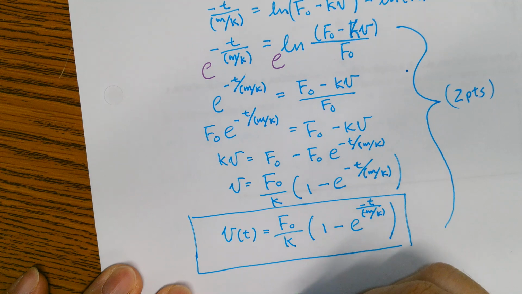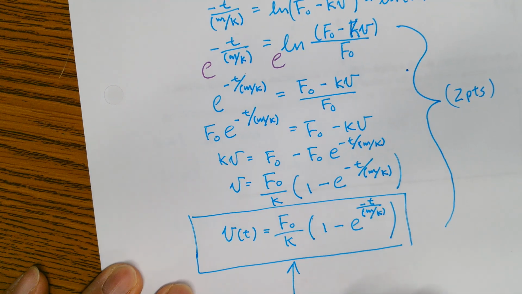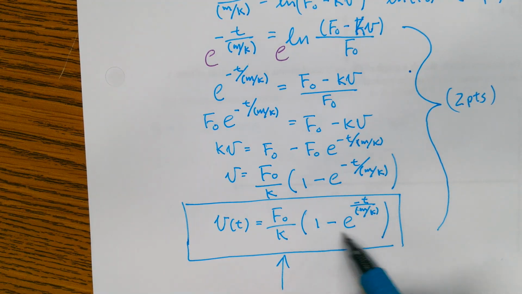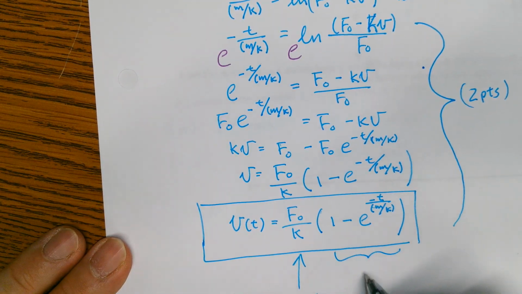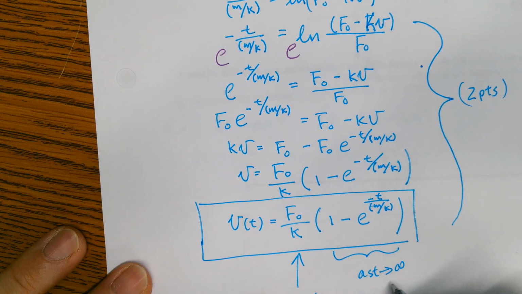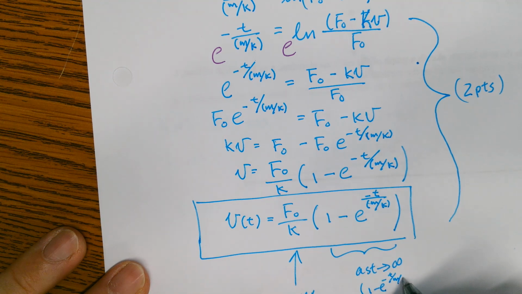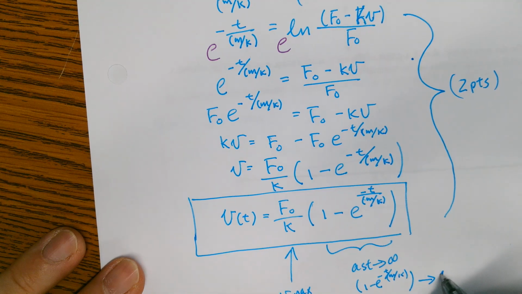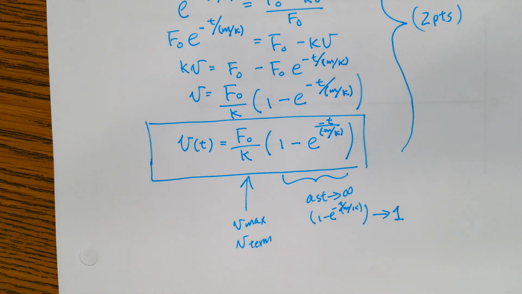And as you know, this right here is the V max or V terminal. Of course, this is going to approach 1 as t approaches infinity, so 1 minus e to the negative t over m over k will approach 1.